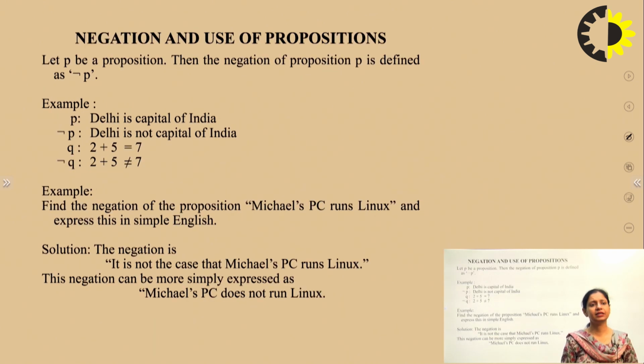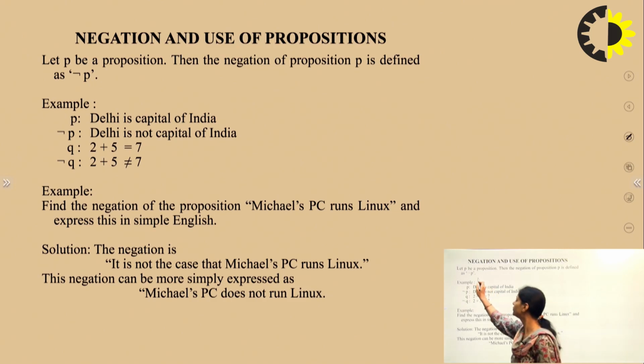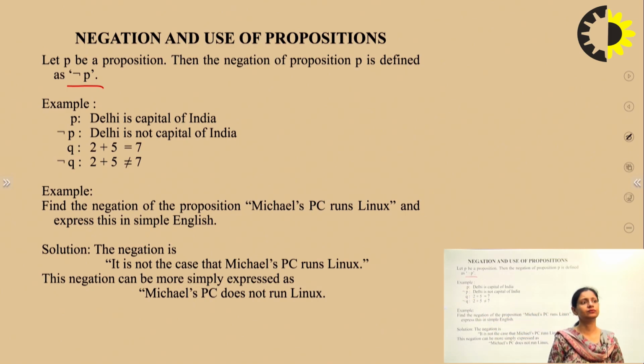Negation. Negation is just the negative of the proposition. If we say that there is a proposition P, then the negation of proposition P is denoted by the symbol ¬P. For example, if we say that Delhi is the capital of India, the negation of P would be Delhi is not the capital of India. If we say that 2 plus 5 is equal to 7, the negation of it would be 2 plus 5 is not equal to 7. So this is how we do the negation of any proposition.